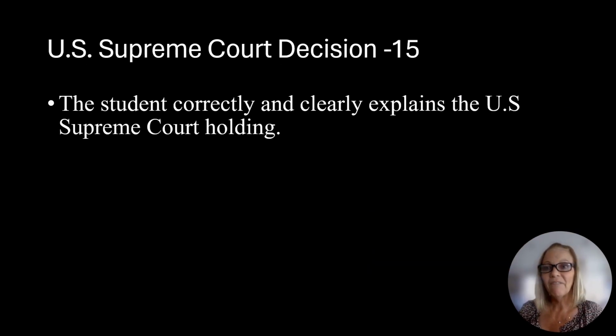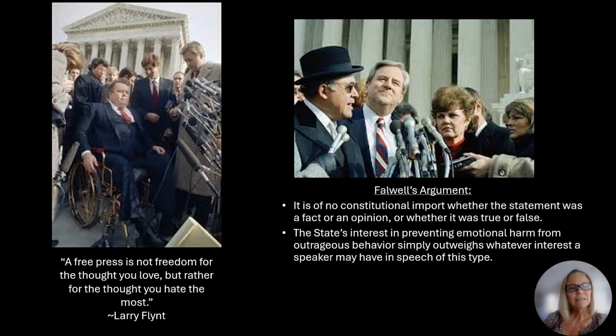So then we have the U.S. Supreme Court decision. All right. So first, I put a picture of Larry Flynn outside the U.S. Supreme Court and a quote by him: a free press is not freedom for the thought you love, but rather the thought you hate the most. Because that's his argument on appeal, is I should be able to what? This is a parody, right? That's what they had appealed.